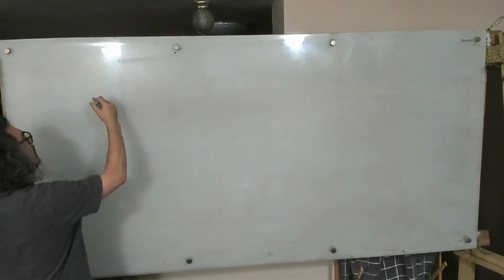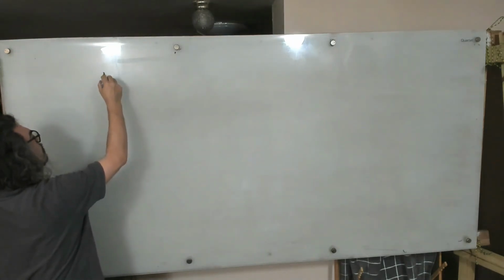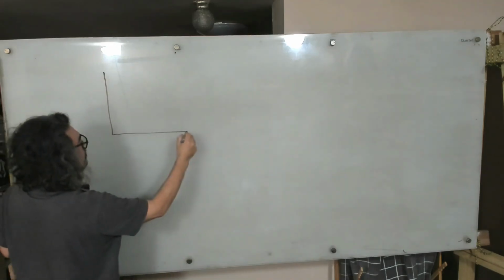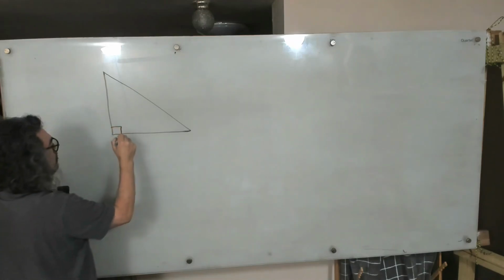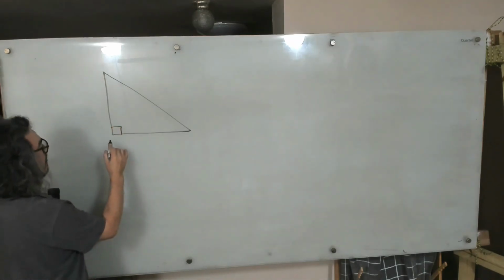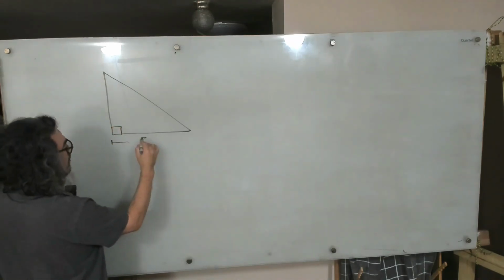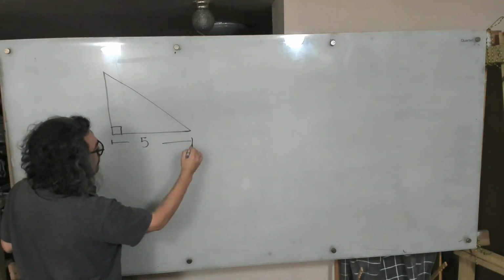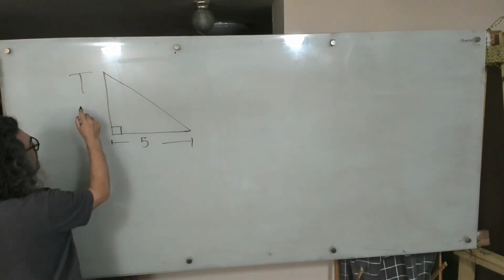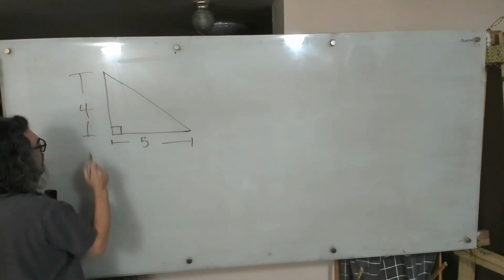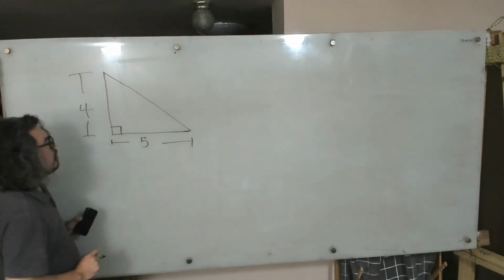So let's pretend that we have a right triangle, like this. Let's say that the distance here is 5. And let's just say that the distance here is, let's say, 4, something like that.